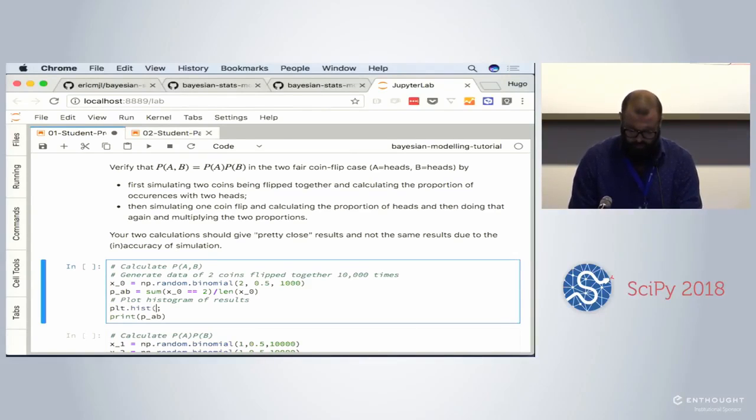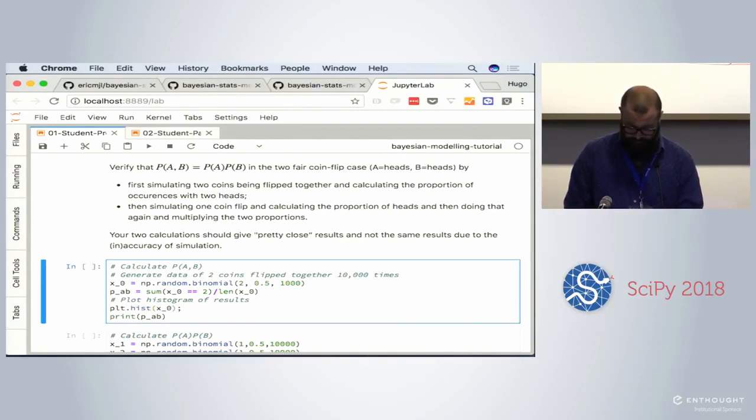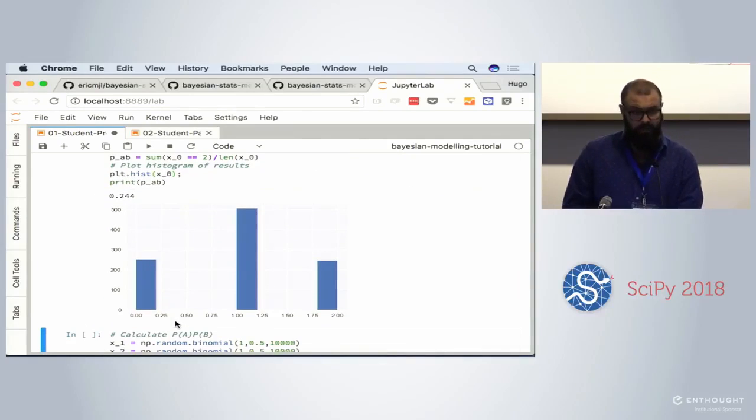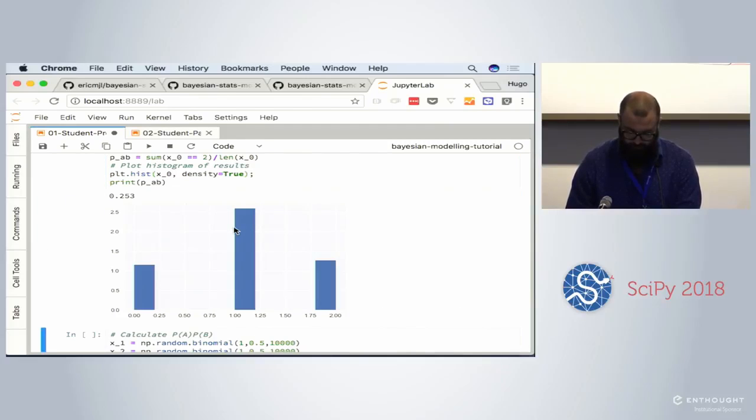And what do we really know that the probability of seeing two heads is? 25%. It wasn't a trick question. Okay, yeah, and we got 20.4. I might set density equal to true as well to actually get that out. Okay, beautiful.